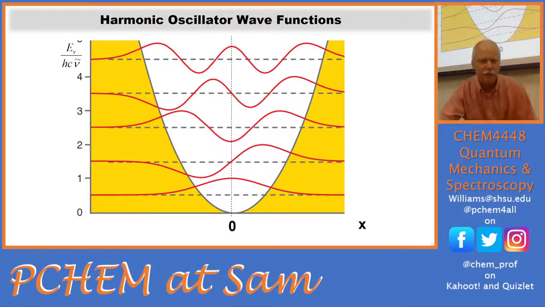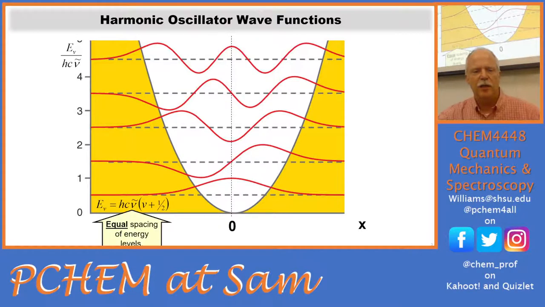But notice a few things about this. This is the energy level diagram. So here's our energy equation. Our quantum number is V. So that's the quantum number right there. V is the quantum number. And then, sorry, but this is a Greek character that looks like a V, but it's not, it's nu. Okay.